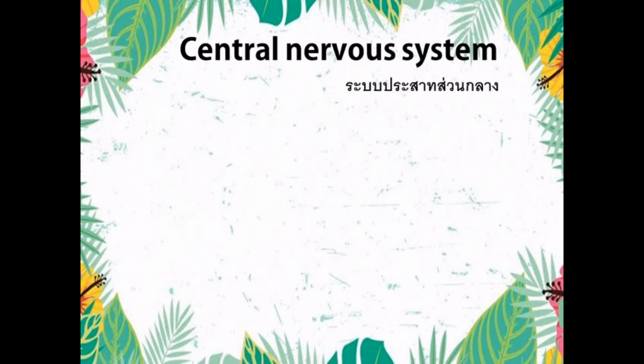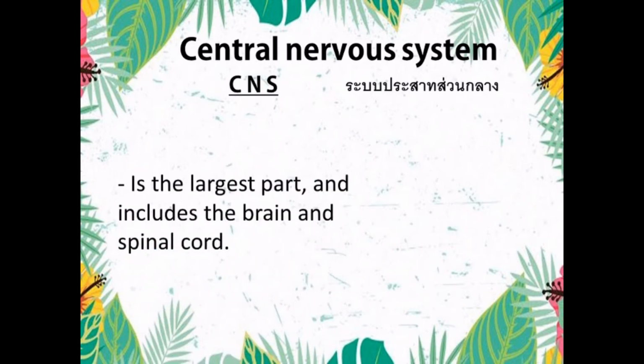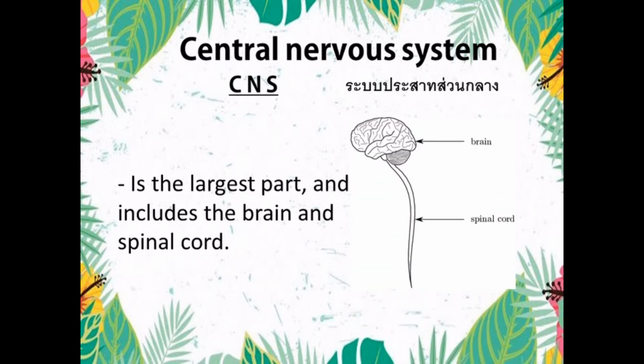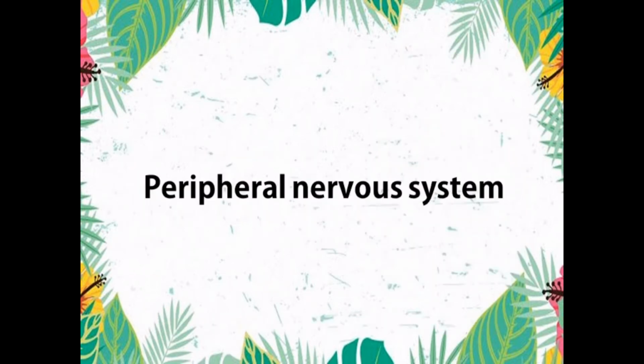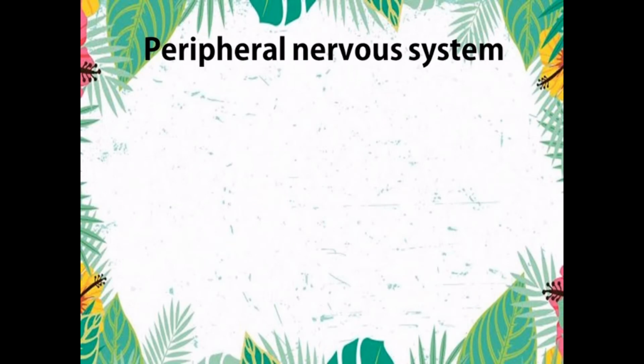So let's start one by one with the parts of our nervous system. The first part is the central nervous system, or the CNS. The CNS is the largest part in our nervous system, and it includes the brain and the spinal cord. The CNS is where all information from the senses is sent and where reflexes and actions are coordinated. So that is the central nervous system.